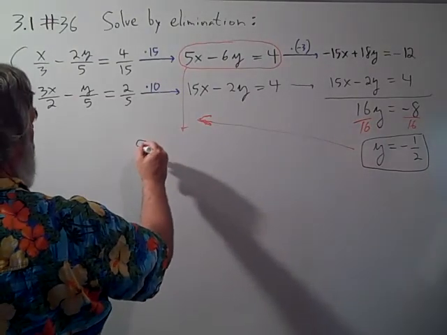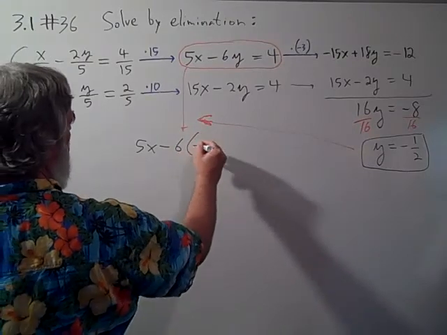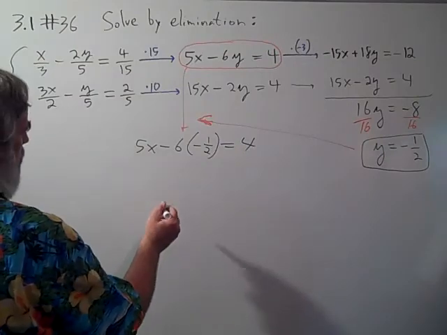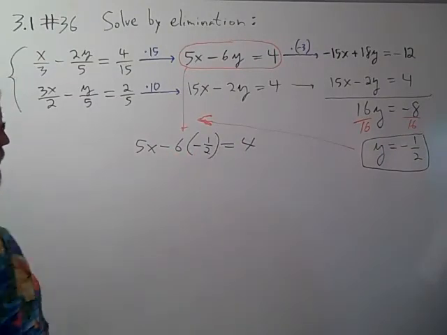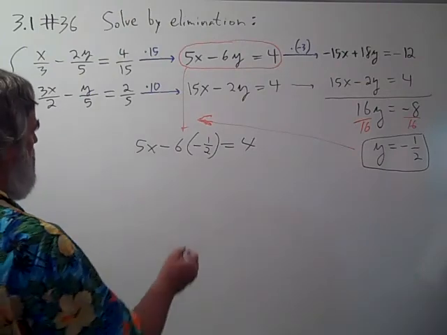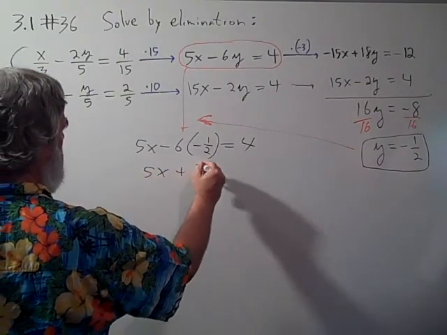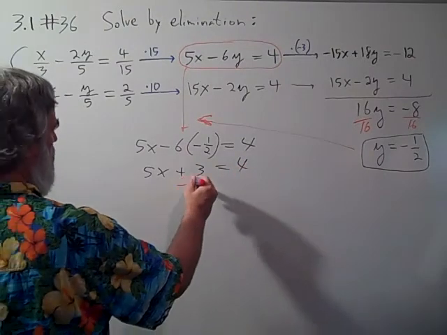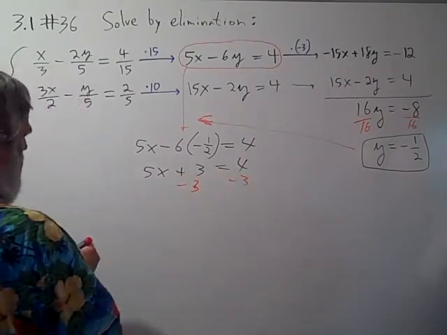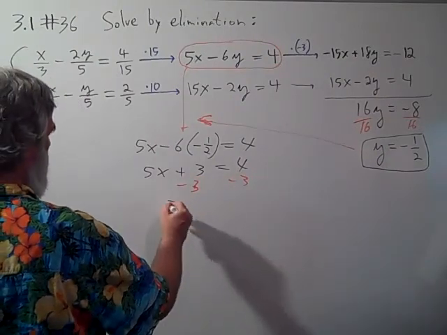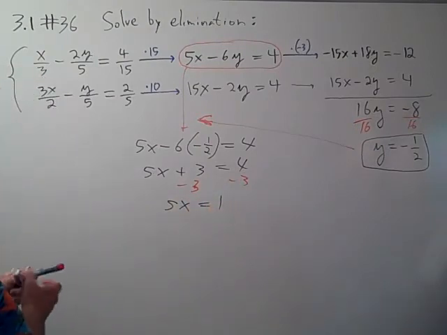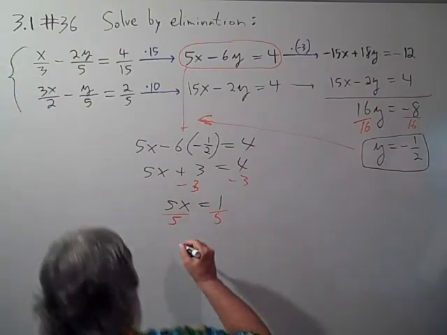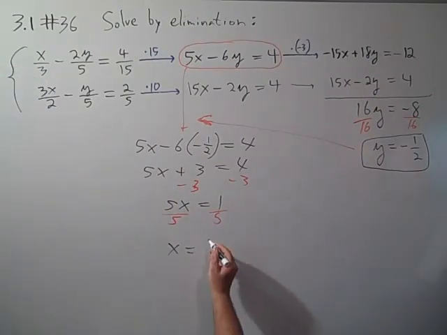So we have 5x minus 6 times y, but y is negative 1/2, we now know. It has to add up to 4. Now negative 6 times negative 1/2, a negative times a negative is a positive, and 1/2 of 6 is 3, so this is 5x plus 3 equals 4. And if I take away 3 from both sides, I end up with 5x equals 1. And dividing by 5 on both sides, we end up finding that x is equal to 1/5.